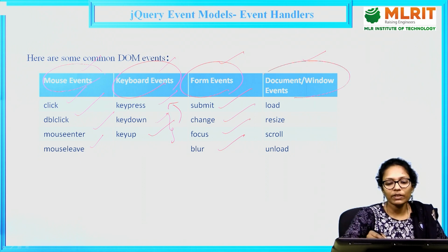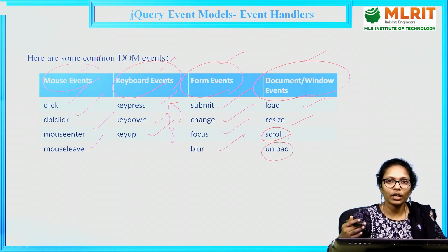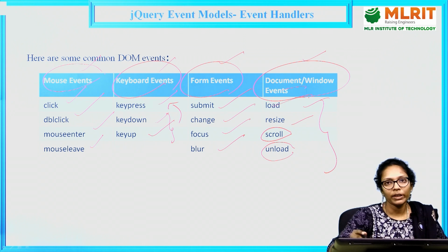Next, events related to the document or window. Whenever the document is loaded, whenever I resize it, minimize or maximize it, scroll the document, or unload it. Load means open, and unload means close. So these are the different events related to the document or window.